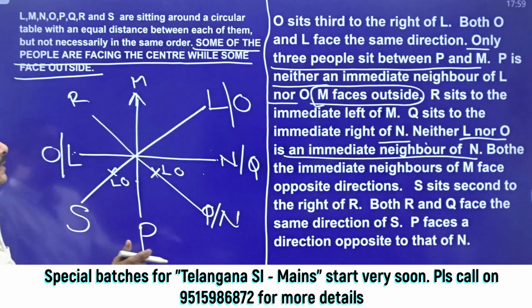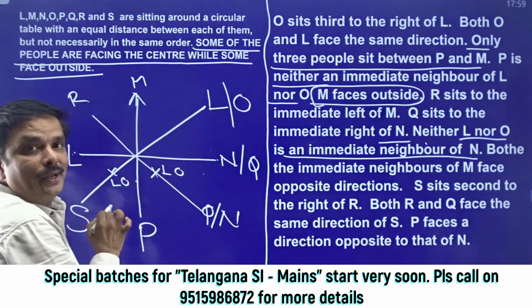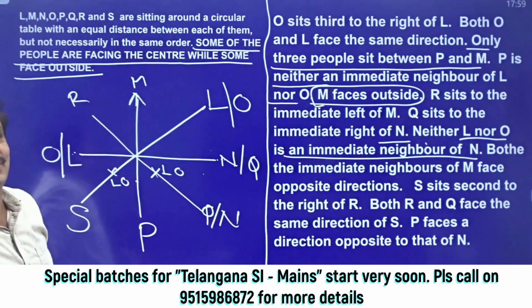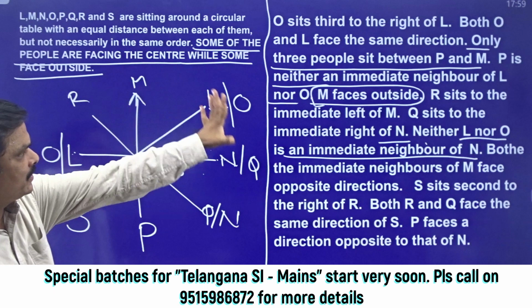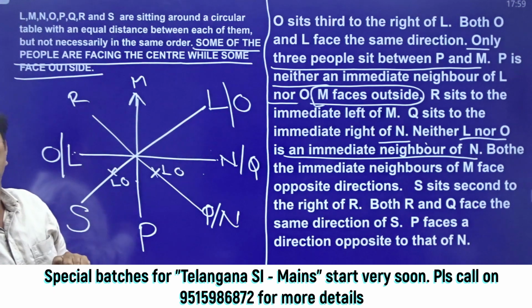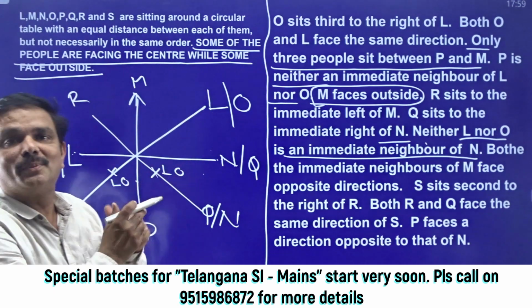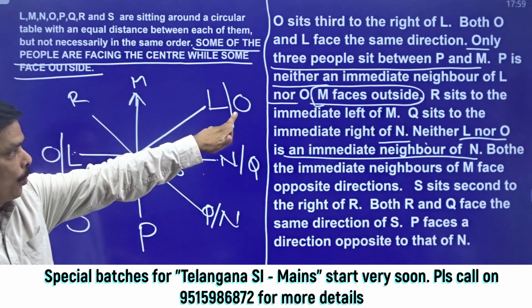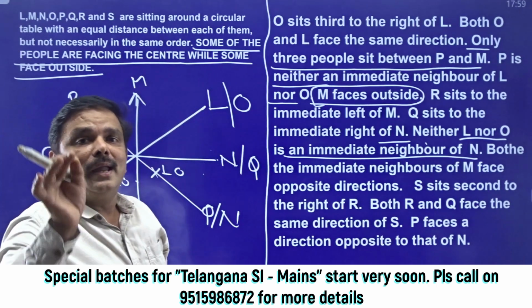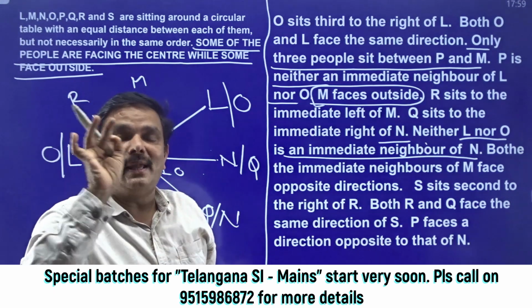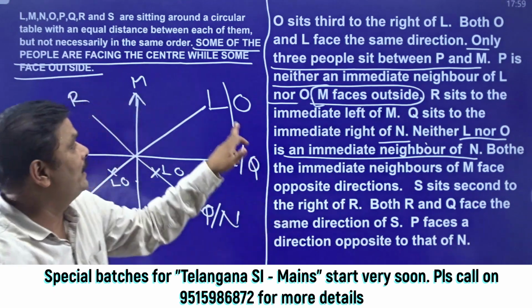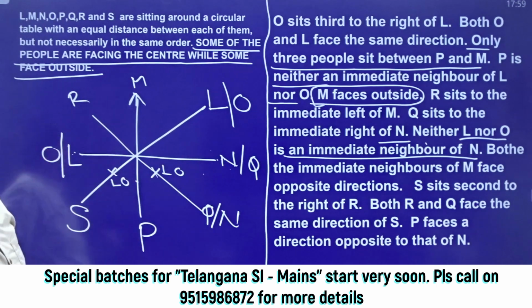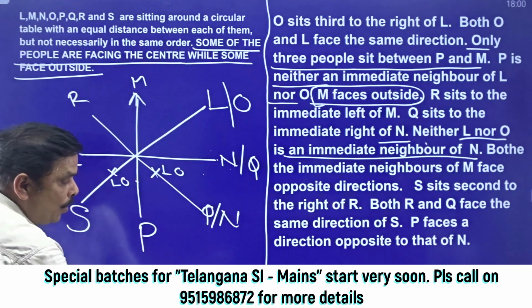Simple one. Now you see, neither L nor O, immediate neighbor of N. That means, think carefully, students, here. This place must be given to L or O, isn't it? No other person is possible here. Either L or O. Whether it is L or O, clearly they have given that L or O not neighbors of N. Whether it is L or O, here I cannot keep N. I cannot keep N. So, what to do now?